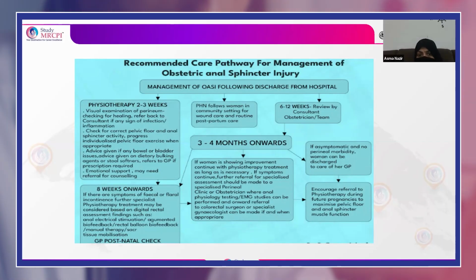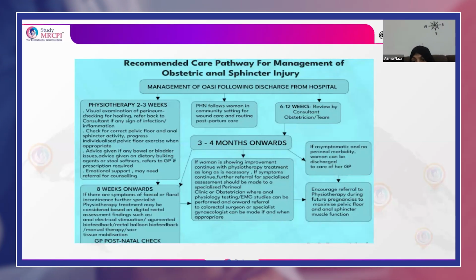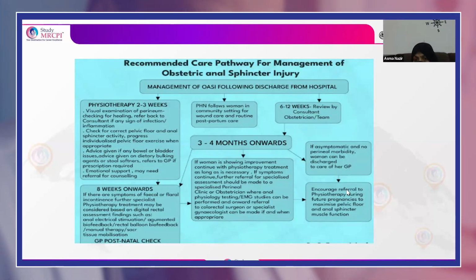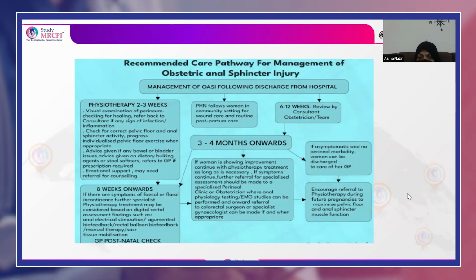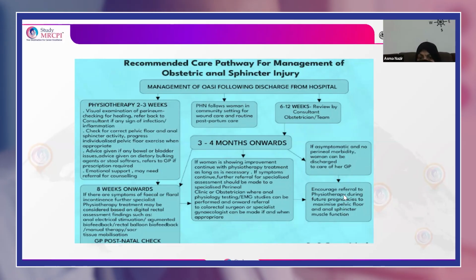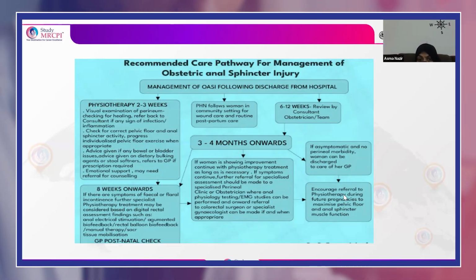If all is going fine, then there should be a 3 to 4 month review by the obstetrician. And if the patient is asymptomatic, then we have to discharge the patient from the follow-up. And if there is any problem, then we have to refer the patient to the colorectal surgeons or the specialist gynecologists who can make necessary arrangements if it is required.